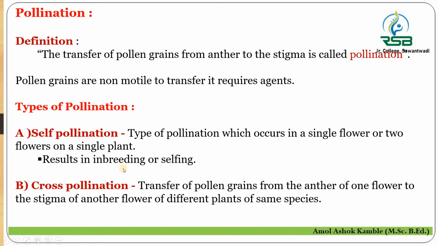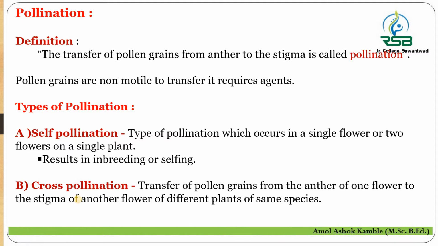Then come to the second type, that is cross pollination. Here is the transfer of pollen grains from the anther of one flower to the stigma of another flower. There is no condition that it must be the same plant. Here the transfer of pollen grains from the anther of one flower to the stigma of another flower of a different plant of the same species is called cross pollination.